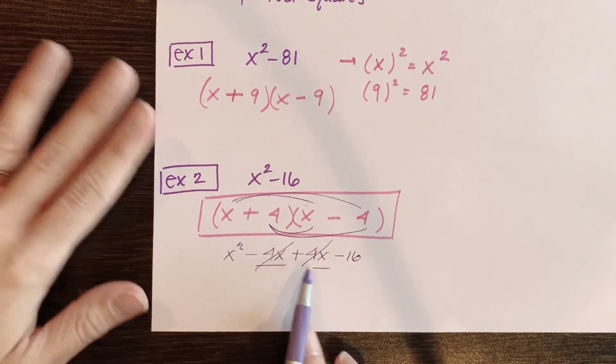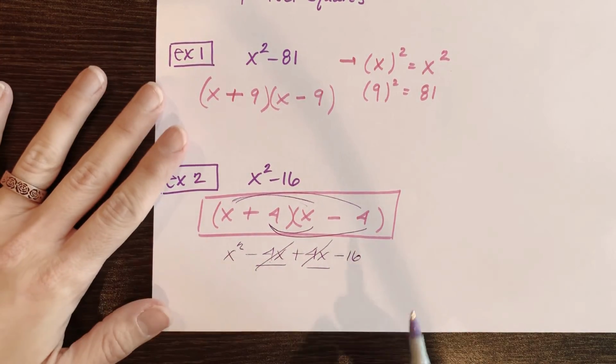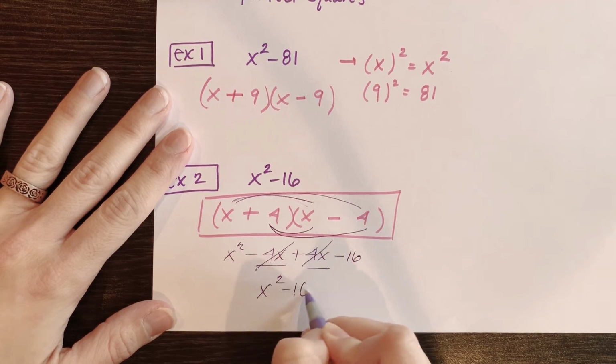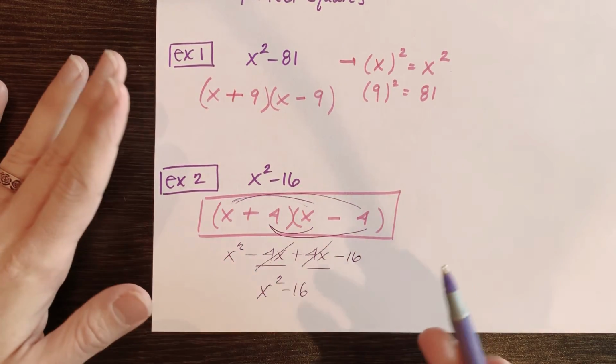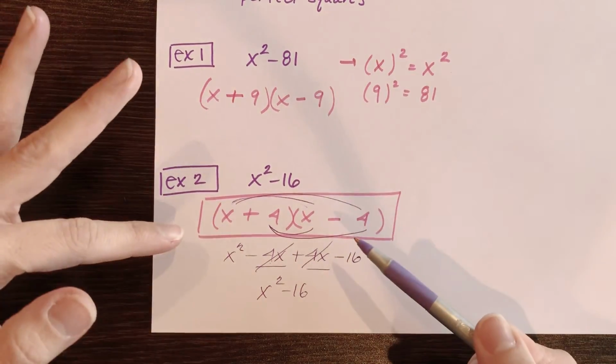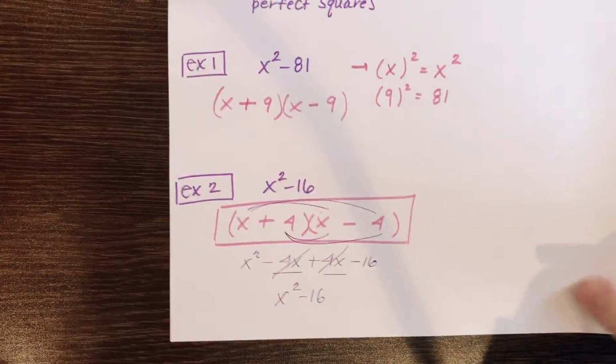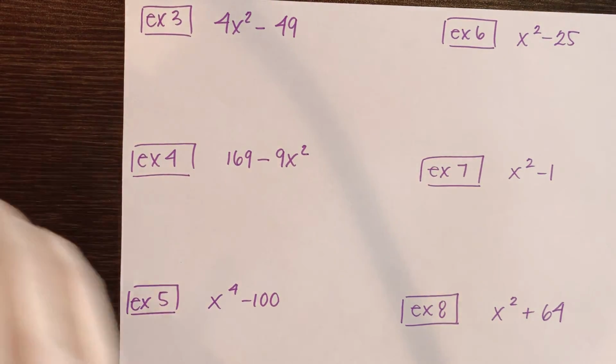I have 4 bananas. I take 4 away. I got no more bananas. My final answer is exactly what I started with. So it's really cool because you see that pattern and it makes the factoring really easy. So let's try a couple more. Let's see if we get the hang of this.